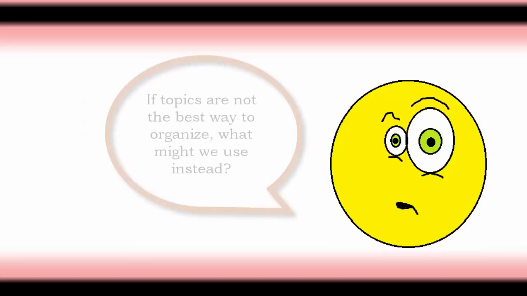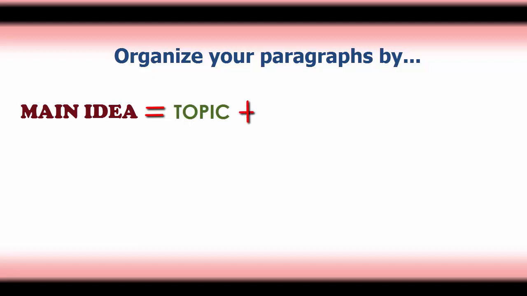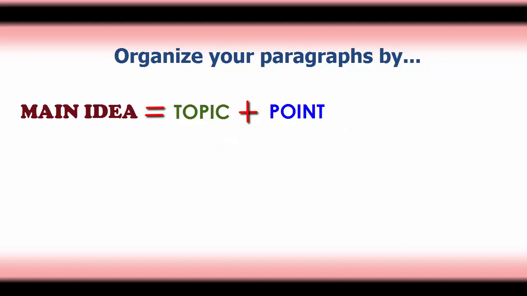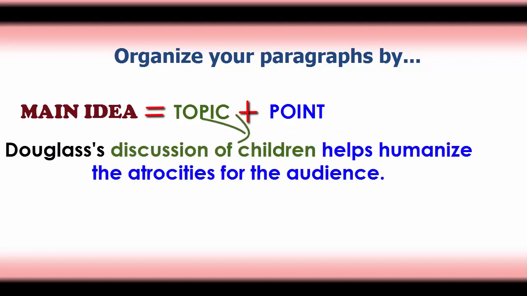So if topics aren't the best way to organize our information, what might we use instead? Well, for individual paragraphs, particularly those found in argumentative essays, I suggest organizing around what's called a main idea. A main idea is not simply a topic, but also it's your point about that topic, your idea about that topic. The formula I like to use is a main idea equals the topic considered plus your specific point about that topic. For my Douglas example, I might have a paragraph on children. That is the topic I want to consider. And my point about that topic might be that discussing children helps humanize the atrocities for the audience.